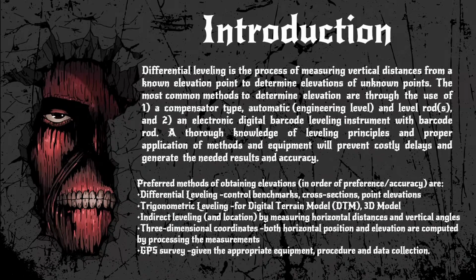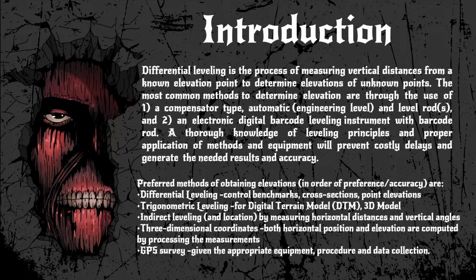Introduction. Differential leveling is the process of measuring vertical distances from a known elevation point to determine the elevation of unknown points. The most common methods to determine elevation are, first, the use of a compensator type automatic engineering level and level rods, and second, an electronic digital barcode leveling instrument with barcode rod. A thorough knowledge of leveling principles and proper application of methods and equipment will prevent costly delay and generate the needed result and accuracy.